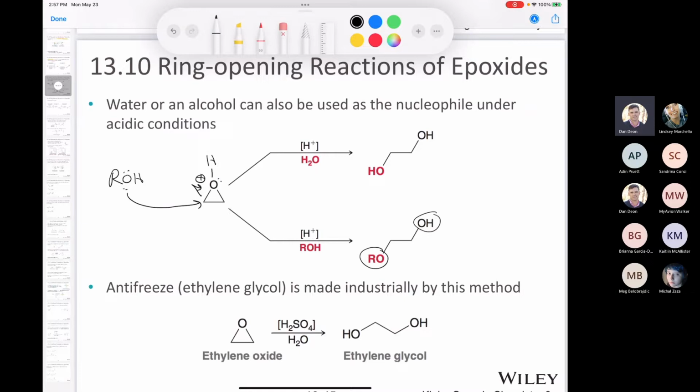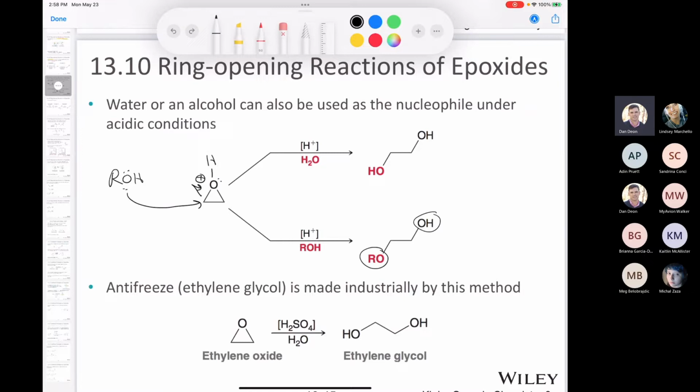In fact, this first reaction that I have shown here, that's how ethylene glycol is made, which is used in antifreeze. This is how it's made on an industrial scale: they take ethylene oxide and just treat it with a catalytic amount of sulfuric acid and water. So it's an acid catalyzed ring opening reaction.